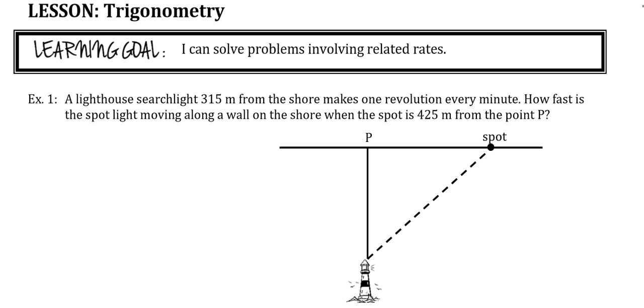All right, so first question here is we have a lighthouse searchlight 315 meters from the shore. So this is 315. Something that I think would be helpful when you're doing these questions is, as you're reading through and drawing your diagram, because you better make a diagram, you're really thinking about what's changing and what's not, because there's going to be constants, and then there's going to be a couple of things that are changing that you got to find as your x.